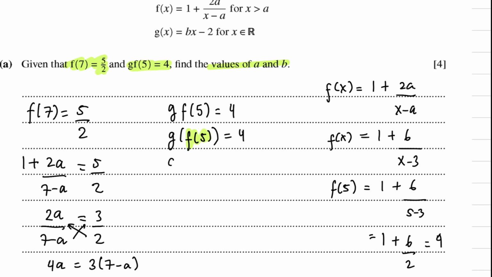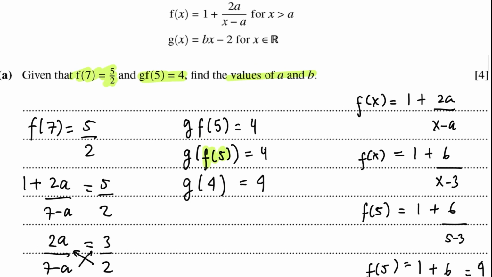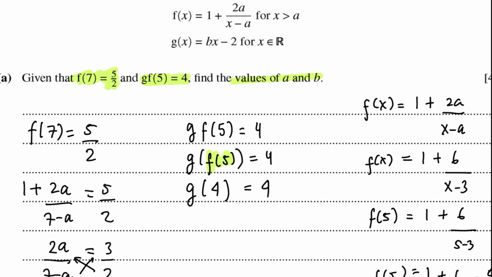And we substitute f(5) equals to 4, so we get g in the bracket 4 equals to 4 again. Now, g(4) means that we substitute 4 to our g(x). So we have bx minus 2. So we replace our x with 4. So we will get 4b minus 2 equals to 4.